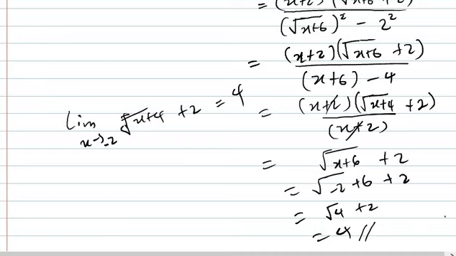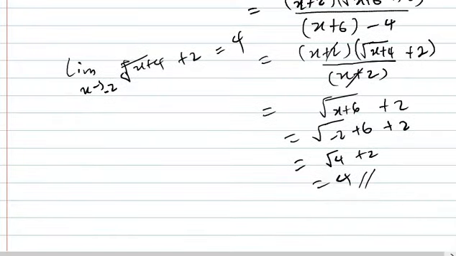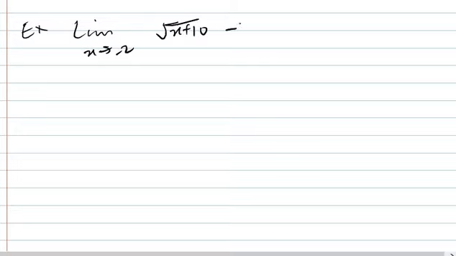So the last question is pretty good. We can stop here, but the last question is for homework. Find the limit as x approaches -1, where the function is given as root of x plus 10, then minus 3, all over x plus 1.